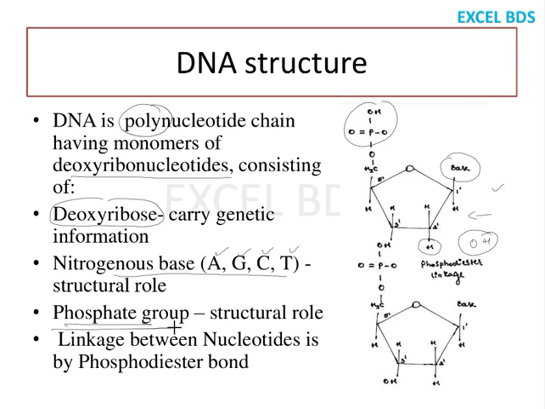The phosphate group forms the structural role, and the link between the nucleotides is by the phosphodiester bond. Okay, a phosphodiester bond is formed between two nucleotides to form a long chain, or polymerization occurs.